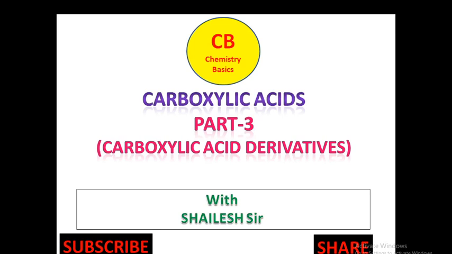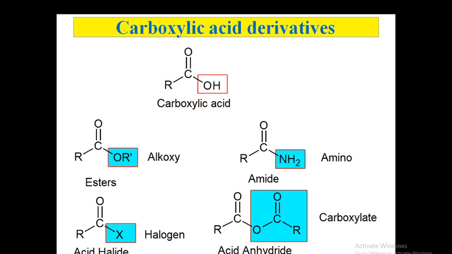So let's start carboxylic acid derivatives. So what is carboxylic acid derivatives? In carboxylic acid, if hydroxyl group is replaced by either alkoxy group or halogen group or amino or carboxylate group, whatever compounds you are getting, these all are carboxylic acid derivatives.